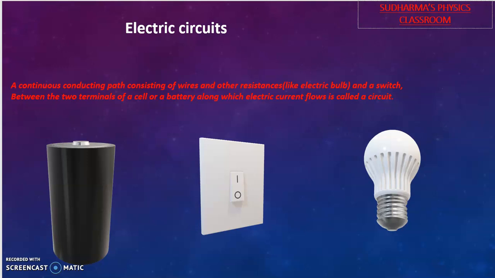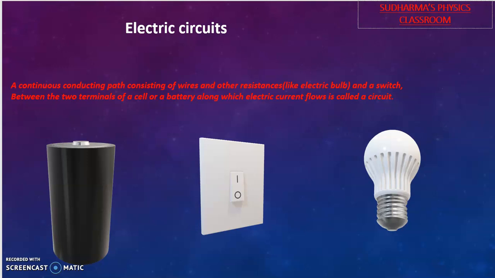But can we call it an electric circuit now? What do you think? We cannot, right? They are individual devices. We just kept them there. They are not connected. So these are the circuit elements, the important parts of that circuit. But if we have to say that it is making an electric circuit, we have to connect them together. Then only we can call it an electric circuit.